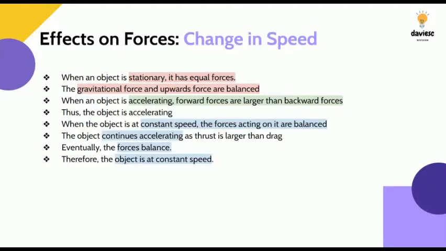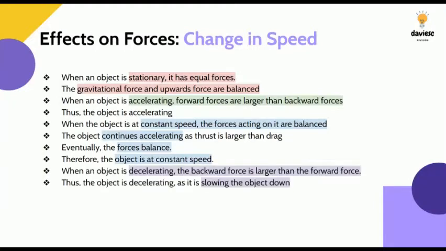When the object is at constant speed, the forces are still balanced. The object continues to accelerate as thrust is larger than drag, and these forces will eventually balance and the object is at constant speed. When an object is decelerating, the backwards force is larger than the forward force. Therefore, it's going to slow down because the backwards force, the friction, makes it slow down.